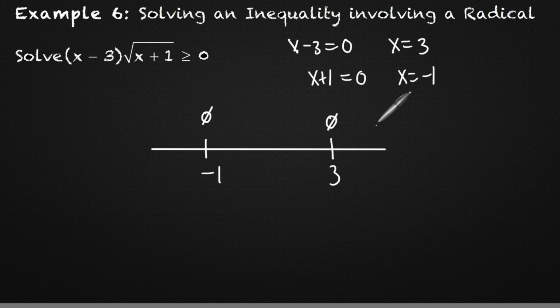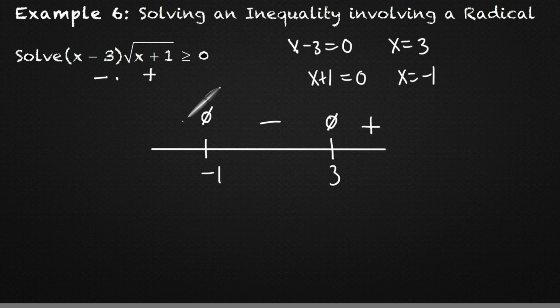So now I'm going to plug in a number bigger than 3, like 5. 5 plus 1 is 6. The square root of that is a positive number. Don't know what it is, but we know it's positive. And then 5 minus 3 is 2. That's a positive. So positive times a positive is a positive. Now we're going to plug in something like 0. 0 plus 1 is 1. Square root of that is 1. So that's a positive number times 0 minus 3, which is a negative number. That's going to give us a negative.